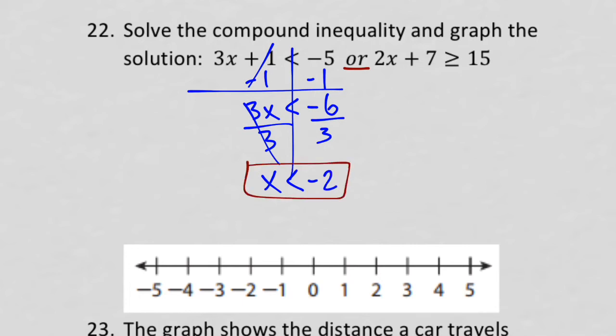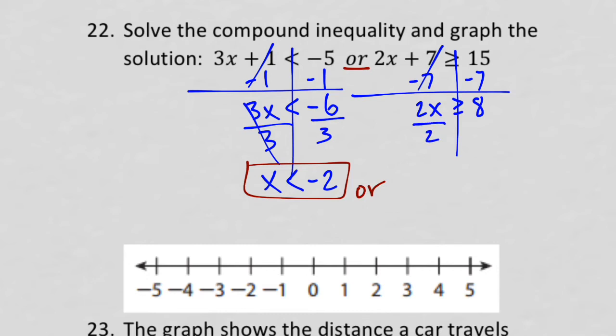Or, right, I'm going to do the other side now. 2x plus 7 is greater than or equal to 15. We're going to subtract 7. 2x is greater than or equal to 8. 15 minus 7 is 8. Divide by 2. And so x is greater than or equal to 4.